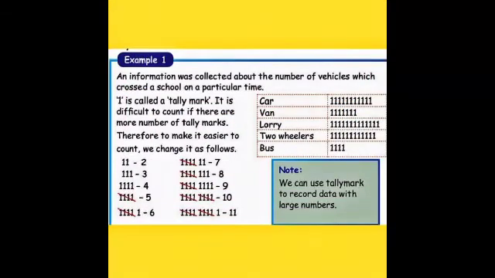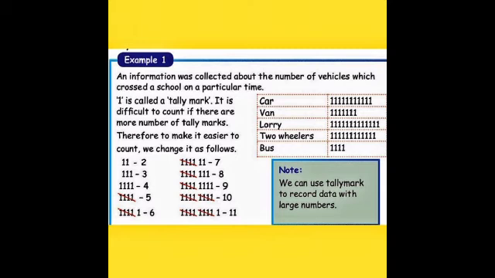Example 1. The information collected about the number of vehicles which crossed a school at a particular time is shown below. One line is called a tally mark. It is difficult to count if there are more tally marks. Therefore, to make it easier to count, we change it as follows. 2 is represented as 2 lines. 3 as 3 lines. 4 as 4 lines. 5 as 5 lines.